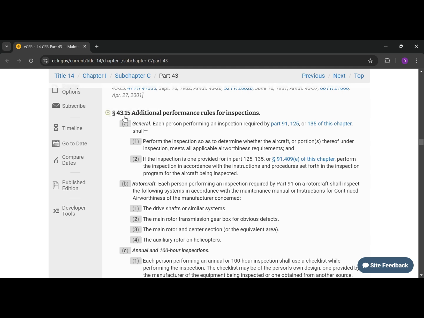Moving on, we have 43.15, additional performance rules for inspection. Each person performing an inspection required by Part 91, 125, or 135 of this chapter shall perform the inspection so as to determine whether the aircraft or portions thereof under inspection meet all applicable airworthiness requirements, and if the inspection is one provided for in Part 125, 135, 91.409 of this chapter, perform the inspection in accordance with the instructions and procedures set forth in the inspection program for the aircraft being inspected.